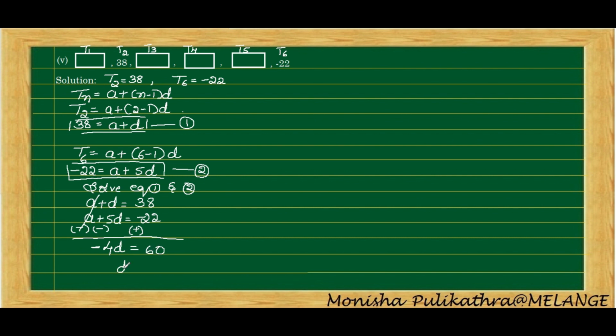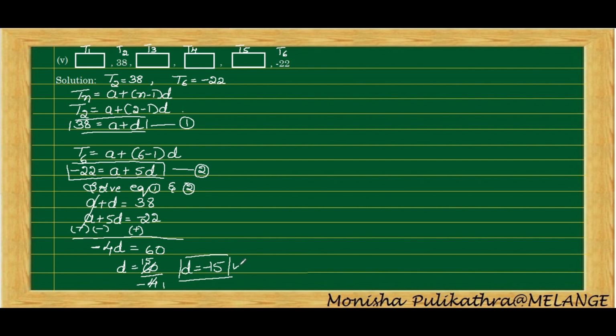So D is equal to 60 divided by minus 4. Here it is minus 4. So 60 divided by minus 4, 4 fives are 20. So D will become, here it is minus 4, so D will become minus 15. So the value for common difference is minus 15.